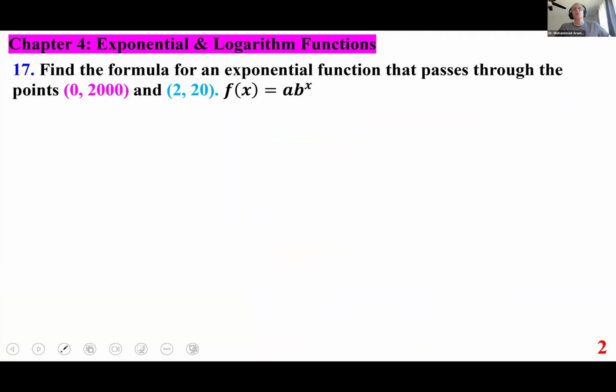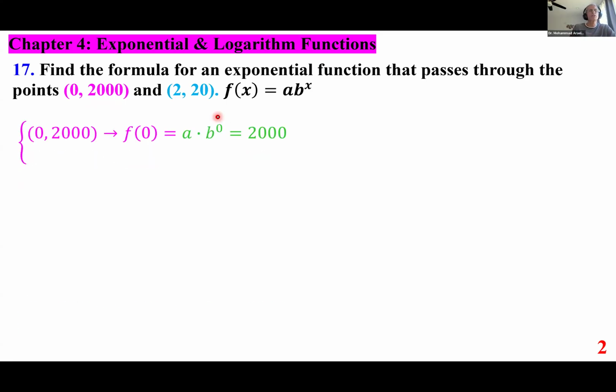All right, find the formula for an exponential function that passes through these 2 points, (0, 2000) and (2, 20). f of x has the general formula a b to the power of x. So basically, you want to find a and b. We have 2 pairs, we plug in and we solve the system in essence. If you plug in 0 and 2000, you get a b to the power of 0 equals 2000.